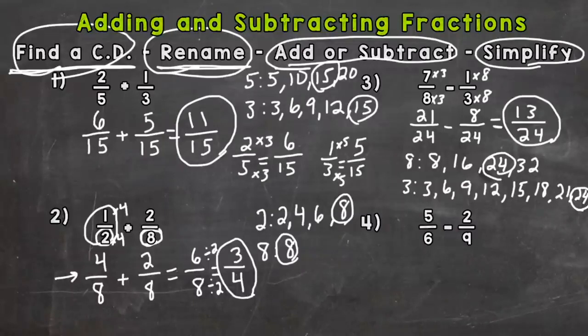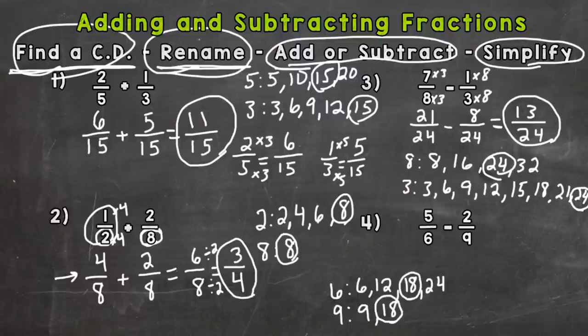So number 4, we have a denominator of 6 and 9, so we need to make our multiples list. 6, 12, 18, 24. 9, 18, and we have a match. So our common denominator is going to be 18. So 6 times 3 is 18. 5 times 3 is 15. 9 times 2 is 18.